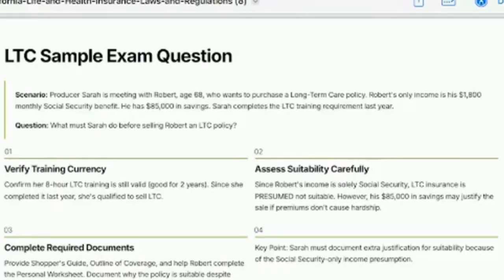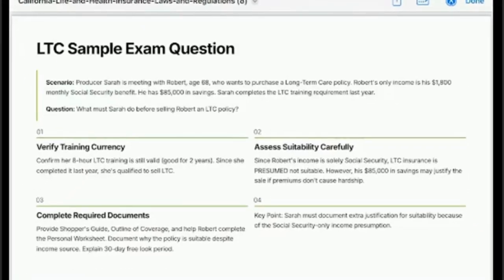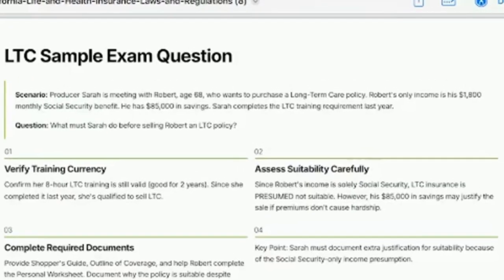Now, they did provide us some other information here, okay? You must, one, verify her training currency. I mean, they gave us that in the question, but just trying to make sure these are your thoughts. So she completed that last year. That's good for 2 years, so she's good to go here. She's able to sell it.